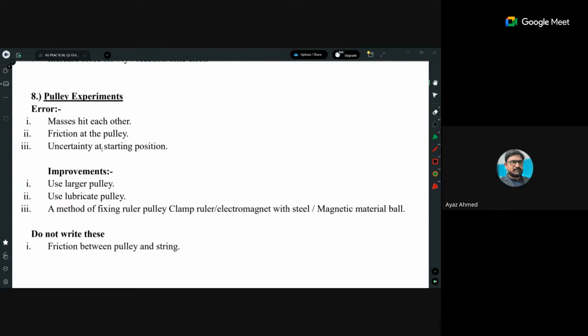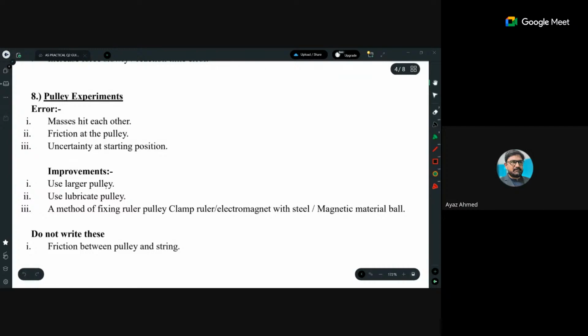For that, we can use a marker, a pointer, or a simple pin, I mean a pin pointer, a needle pointer. We can also do it with a marker, we can put a mark, or we can use a meter rod. Then improvement: use large pulleys, because when you use large pulleys, measurements would be quite convenient, and you will have minimum errors. Then use lubrication, lubricate the pulleys.